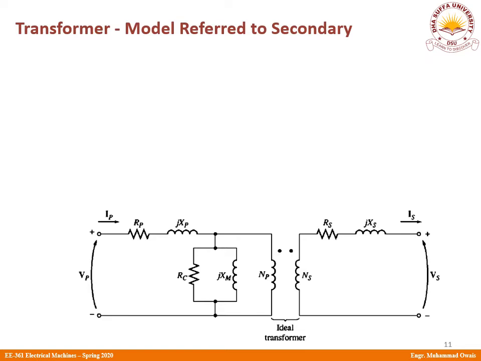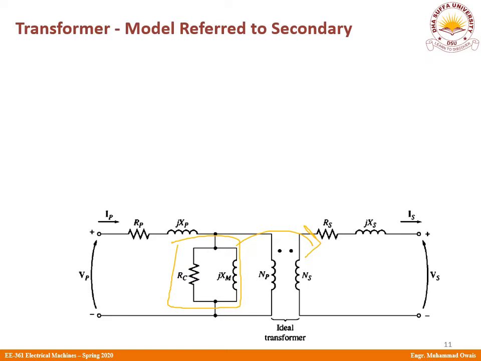Okay, students, so the same can be done by simply referring the primary resistances, impedance, and the current and voltages to the secondary side. So let's do this. Let's first analyze what do we have at the primary side. Apart from the series resistance and the reactance, we also have the excitation branch here. This is your excitation branch. So this also has to be referred to the secondary. And let's see how we can do this.